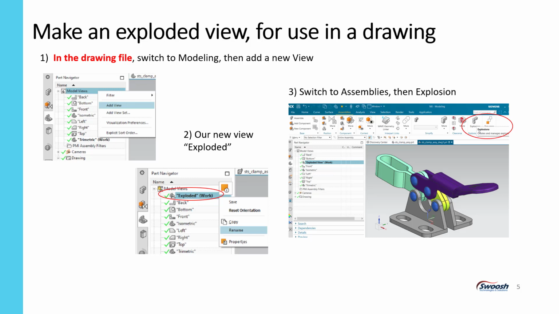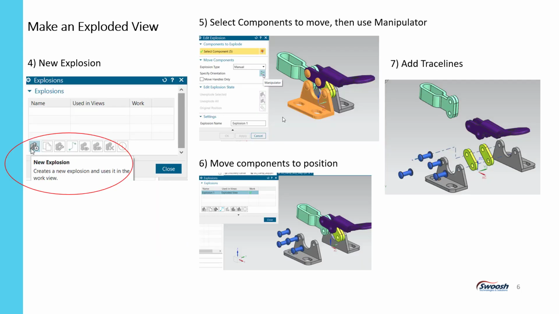Once in the drawing file, we'll add a new view. In step 2, this new view will be renamed. We're going to name it Exploded. In step 3, we'll go to the assembly mode, and we will choose our explosions panel to start our new explosion, as you can see in step 4.